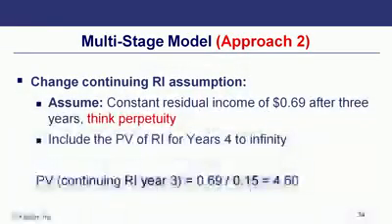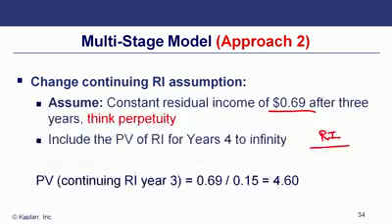In approach 2, now we saw in approach 1 where residual income essentially goes to 0. What happens if we change to a continued residual income assumption, meaning constant residual income of 0.69 after 3 years? Now remember, that means the persistence factor is essentially what? Is essentially 1. So our residual income 1 plus the required rate of return minus the persistence factor, which is 1, right? That's the W. So what is left is just what? Just the required rate of return.